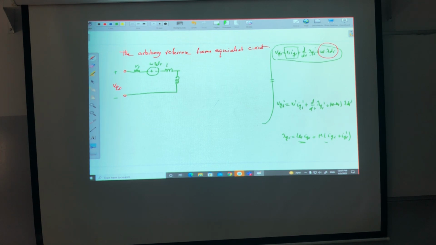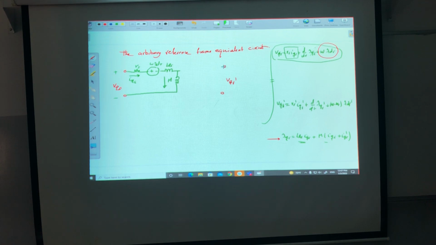So this will be the L_S, and this will be what? That. Now the current flowing here is what? I_QS. The current will flow here as well: I_QS plus I_QR'. So I need now to connect what? The V_QR'. Yeah? So now I will try to do this one.